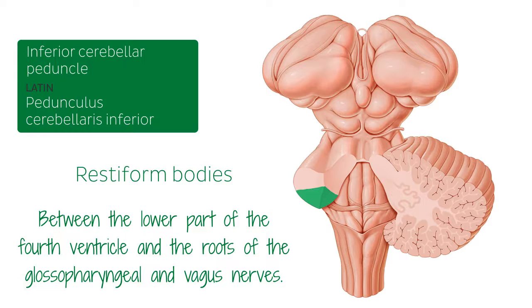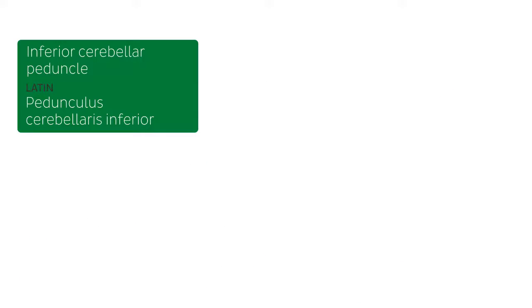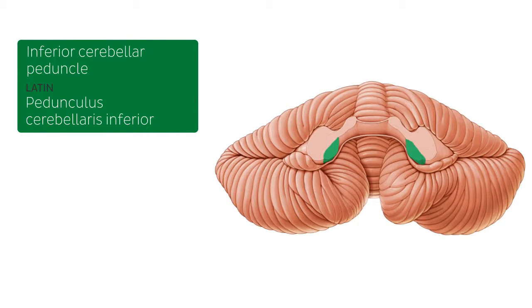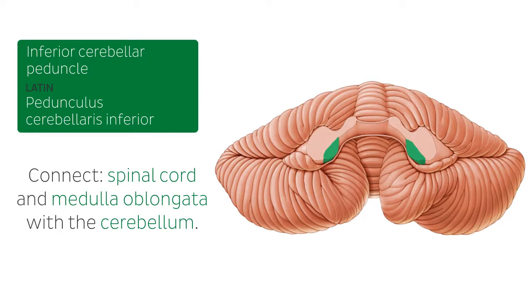glossopharyngeal and vagus nerves. Another important point I would like to add is that the inferior cerebellar peduncle, which you see here on this image, still highlighting the structure, connects the spinal cord and the medulla oblongata with the cerebellum. As we saw previously, they contain mainly afferent fibers, so fibers that arrive at the cerebellum from other regions of the nervous system, among which the most important is the spinocerebellar tract.